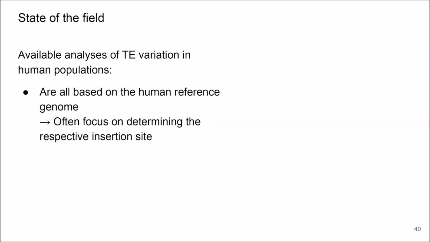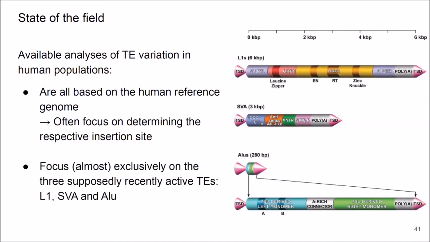But just for quantifying the general abundance, it is not necessarily important to know where exactly in the genome a TE is sitting. And also, most of the studies that have been published focus nearly exclusively on 3 different TEs called L1, SVA, and ALU, for the simple reason that those are the ones that are believed to be currently or very recently active in human populations, while all the other TEs are believed to have been silent for a much longer period of time. Therefore, most studies completely disregard many TEs and only focus on these 3.